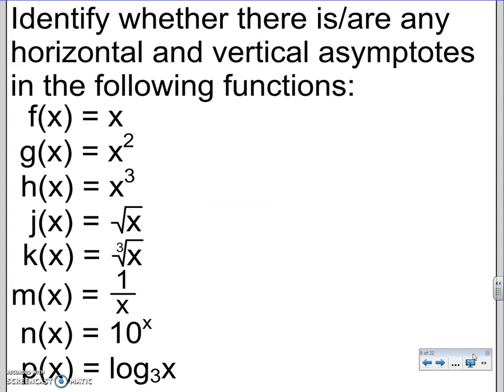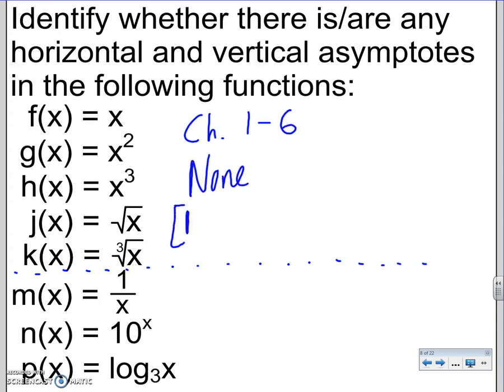We didn't talk about HAs and VAs until we hit Chapter 8. Chapter 8 was rationals. So here's the line that divides it. All this right here, the above part, is Chapters 1 through 6. There was none, meaning no HA or VA. Once you hit Chapter 8, it's this section right here. It's the fractions.